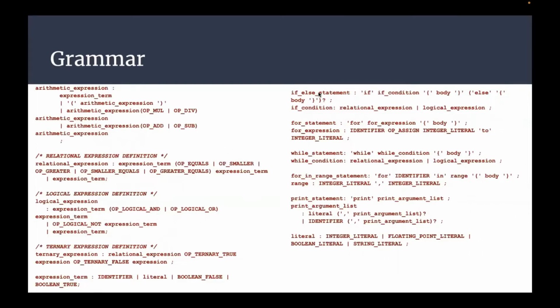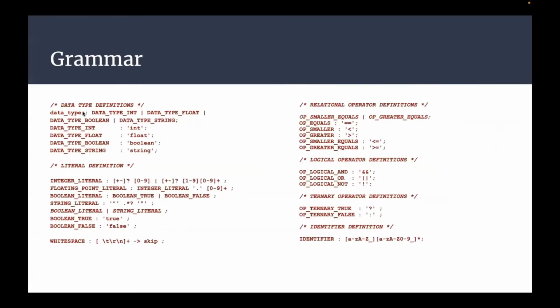And then we have the if, else, for, while. So here this if condition needs to be relational or logical, and that's taken care of in the implementation. Similarly for the while as well, we have this while condition that needs to be relational or logical. And then we have the print statement and the other literals, which are defined in the other slide. And these are the data types that have been supported: int, float, boolean, and string. These are the literal definitions, and these are the relational operator definitions, logical and ternary, and this is the identifier regex.